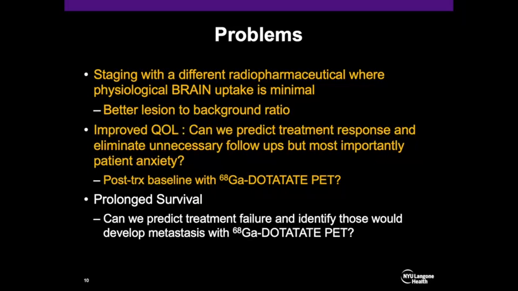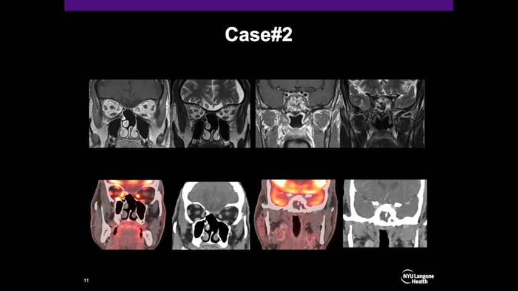So what were the problems we encountered in this patient? FDG PET for evaluation of the local disease was not the greatest radiopharmaceutical to be used because of the lesion to background ratio. On the other hand, we wished we had a better imaging tool at the post-radiation 3-month follow-up that we could have used to differentiate the post-radiation change from the local recurrence.